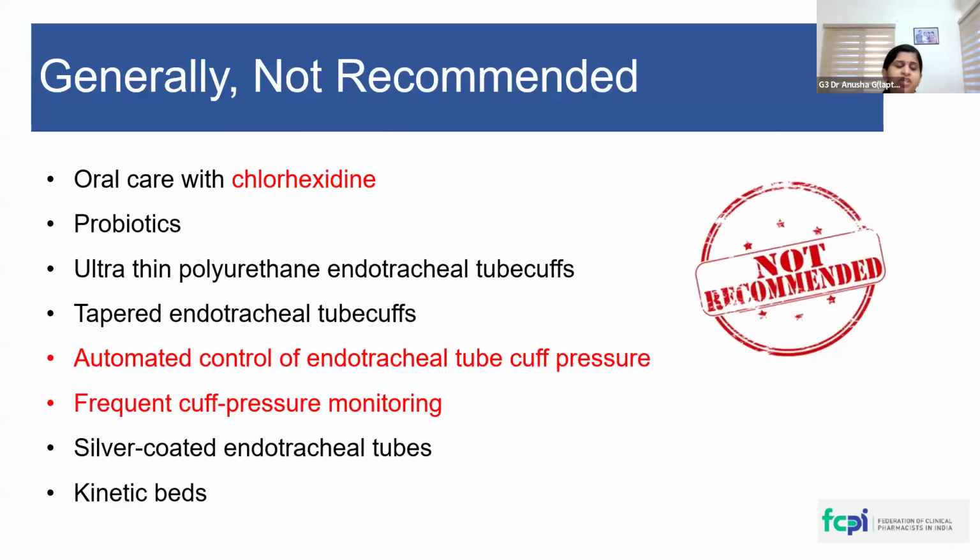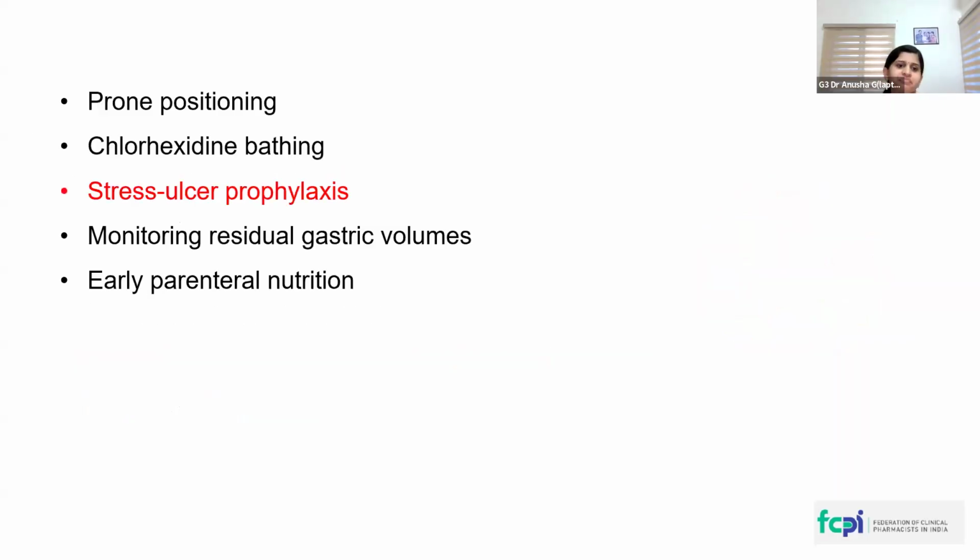What is not recommended in the prevention list for ventilator associated pneumonia? Oral care with chlorhexidine is not advised anymore. Probiotics, use of ultra thin polyurethane endotracheal tube cuffs, tapered endotracheal tube cuffs, and automated control of endotracheal tube cuff pressure are also not required. Frequent cuff pressure monitoring is also not recommended these days. Silver coated endotracheal tubes and kinetic beds are not advised for preventing ventilator associated pneumonia. So there are a lot of updates which have happened here. So these are not recommended.